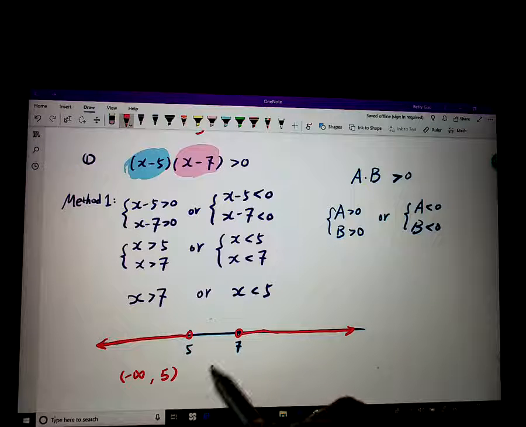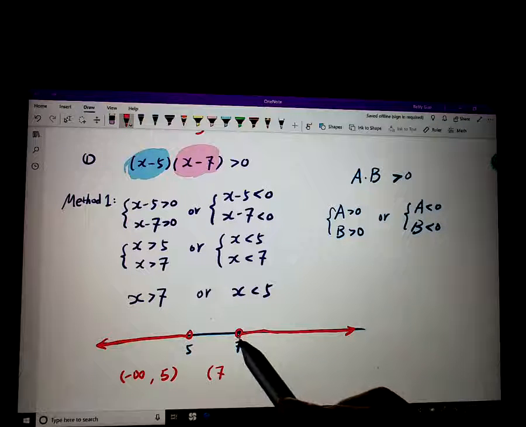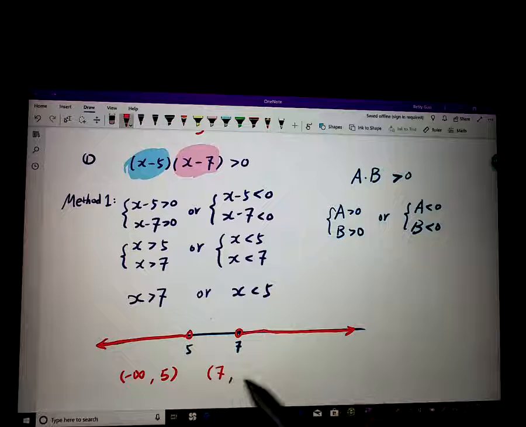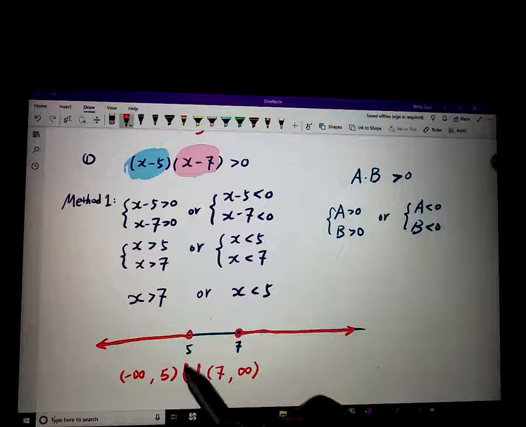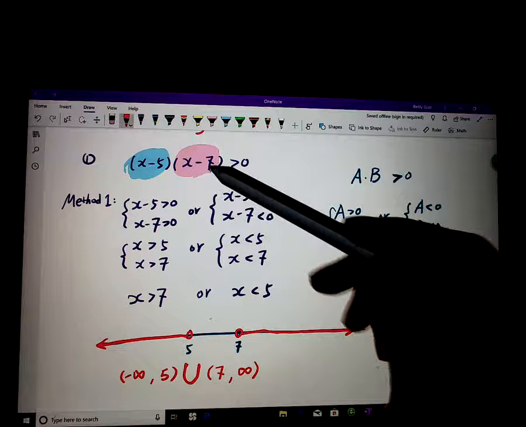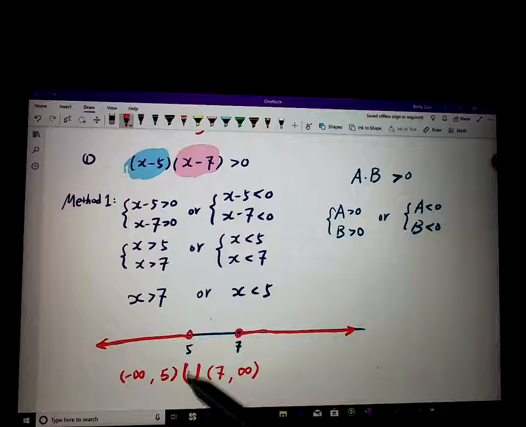Second piece, left endpoint 7. Same idea, 7 is not included. We use parentheses. Use a comma to separate the left endpoint and the right endpoint. The right endpoint is positive infinity. So two open intervals. We use union. This notation means union. We use this connective to union the two intervals. The solution set of the original inequality is the union of the two open intervals. This is the first method.